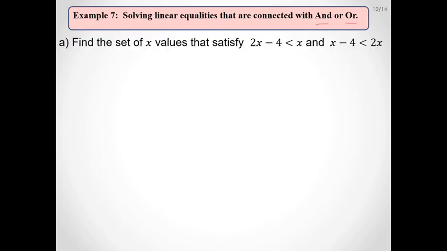Okay, we will see two more things. Some linear inequalities are connected with and or. For example, find the set of all x values that satisfy this and this. So this and is giving you an extra condition here. It has to satisfy this and this. So what is this x values here? What are these x values?